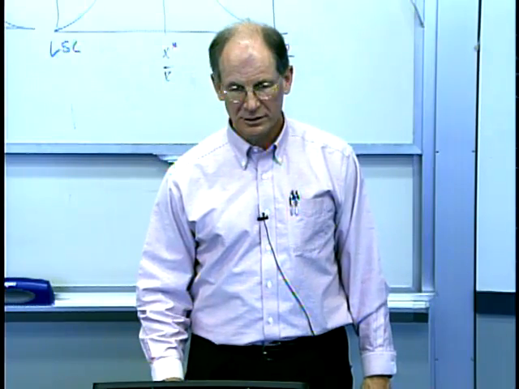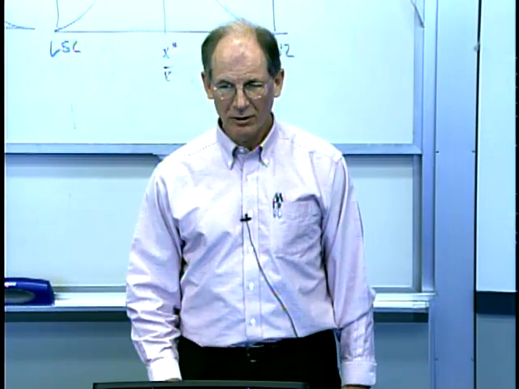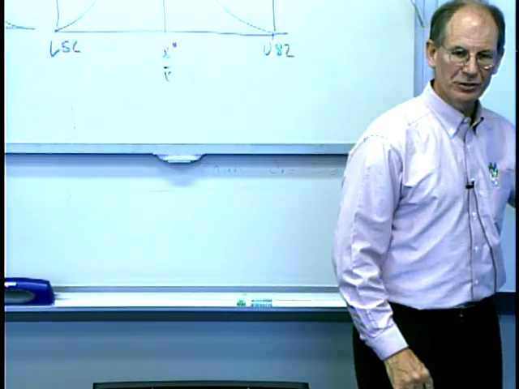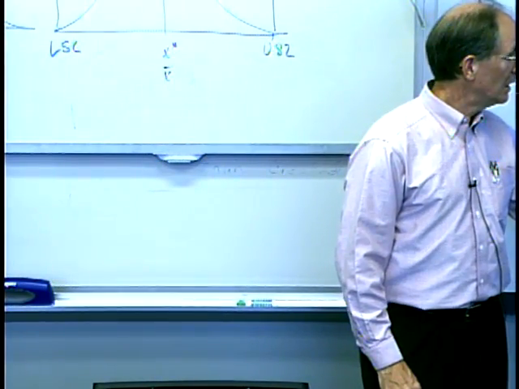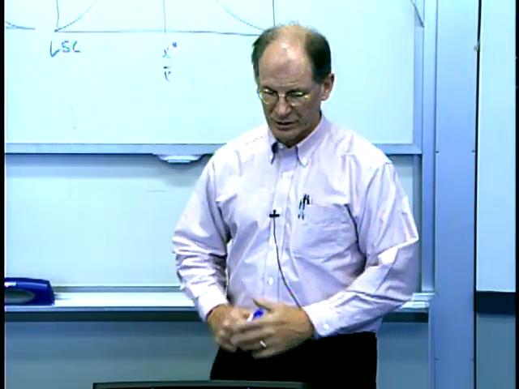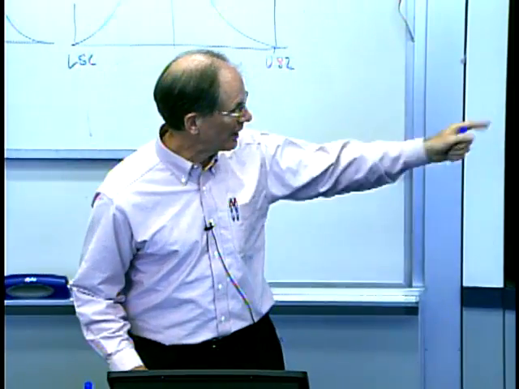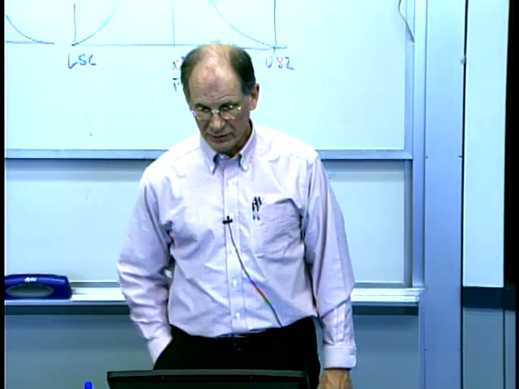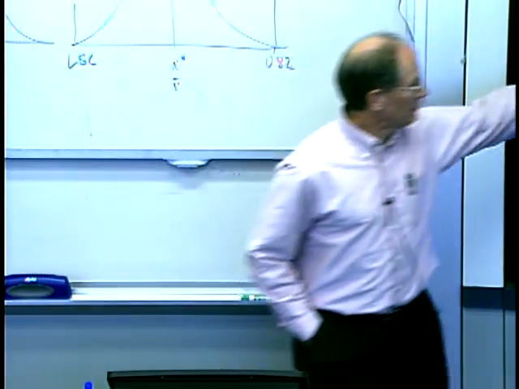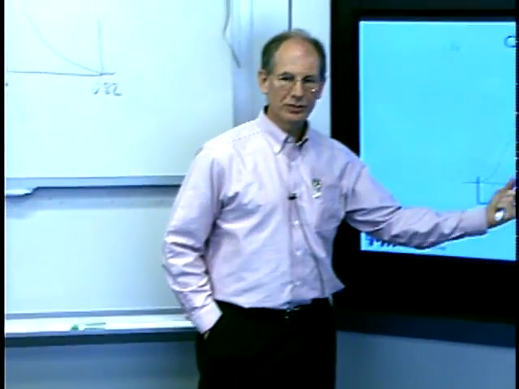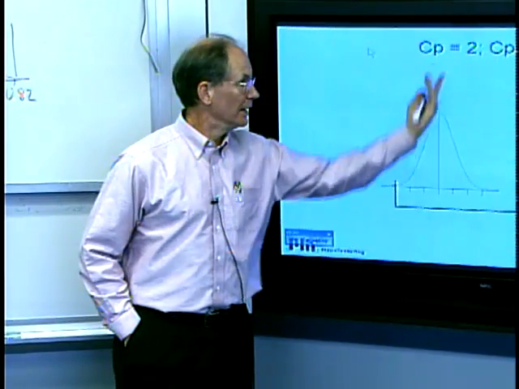Here's an interesting one. Look at the difference between this. CP is 1, CPK is 1. CP is still 1 because the width of this distribution didn't change. But the mean shift was such that I actually have half my parts will now be bad. And that, if you calculate, gives you a CPK of 0. Here's another interesting one. CP went up to 2 because I narrowed the distribution, but it wasn't centered. And so I got a CPK of 1.